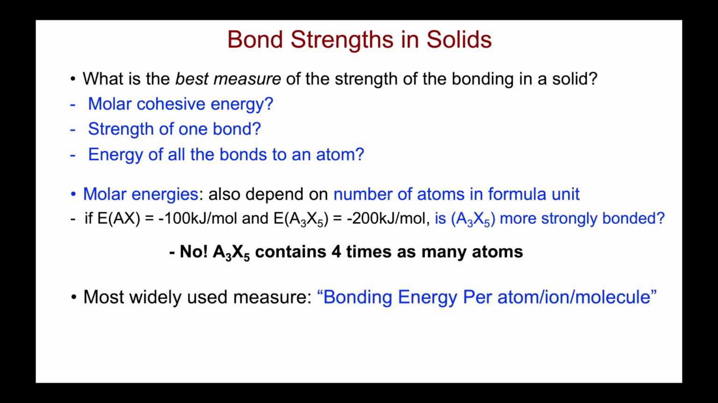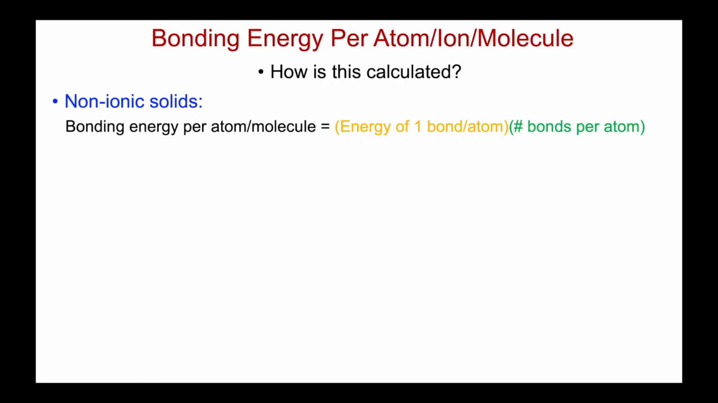In fact, the most widely used measure is the bonding energy per atom, per ion, and per molecule. Let us take a look at that and see how it is calculated. Again, we're going to have to be careful and distinguish between non-ionic solids and ionic solids. So for non-ionic solids, the bonding energy per atom, or if it's a molecular material, per molecule, is the energy of one bond to that atom multiplied by the number of bonds it forms.